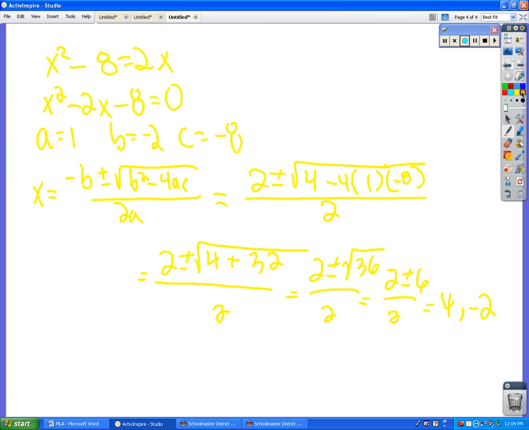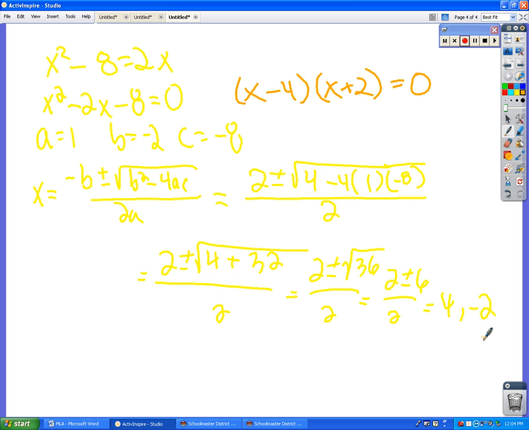We could have factored this. So I could have taken x squared minus 2x minus 8 and said it's going to be x and x. What 2 numbers multiply together to be negative 8? 4 and 2. Negative 4 and positive 2. And so since I've got x minus 4, that means x has to equal 4 to make that 0. Since I have x plus 2, that means x has to equal negative 2 to make that 0. Okay? So the moral of that story is always check to see if you can factor it first before you blindly go with the quadratic formula.